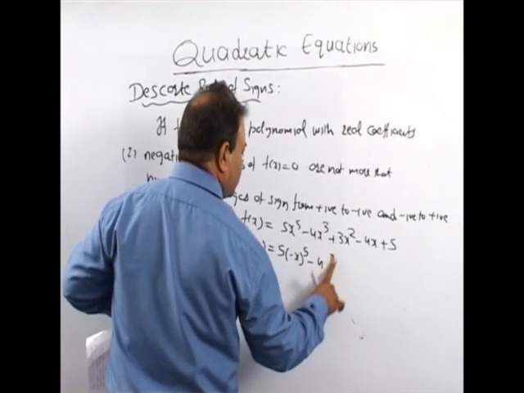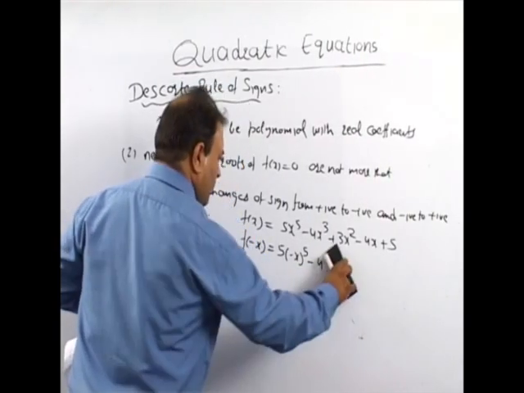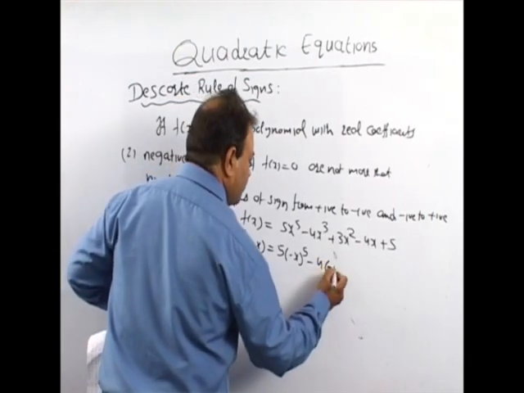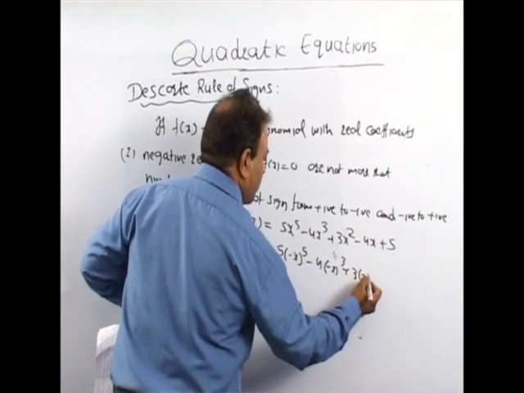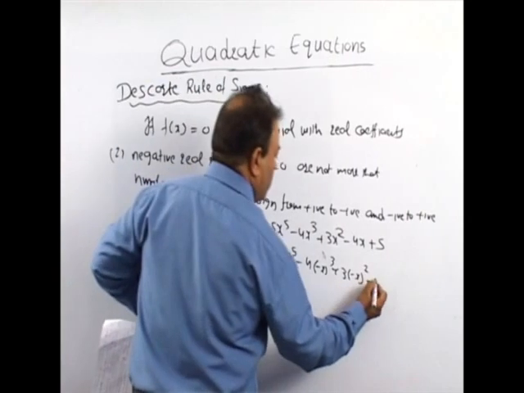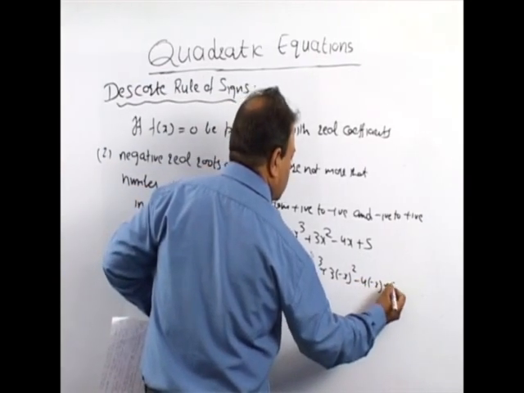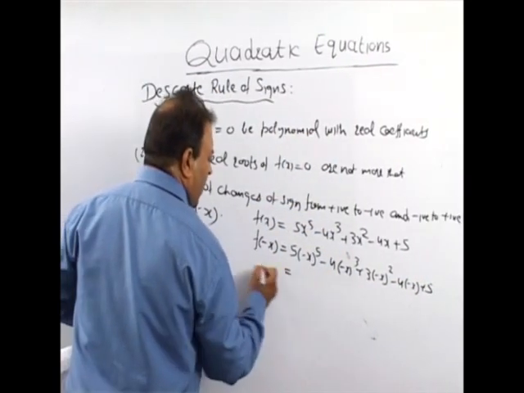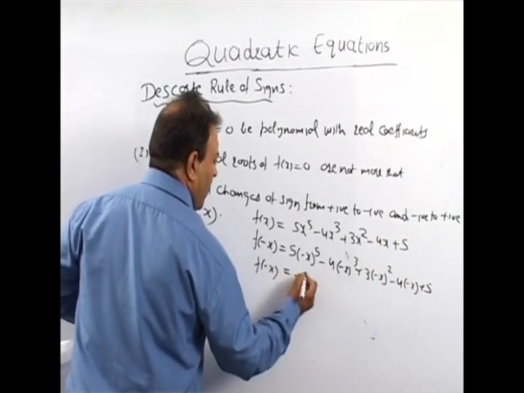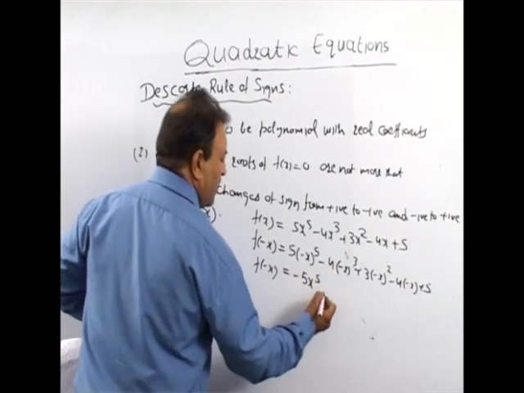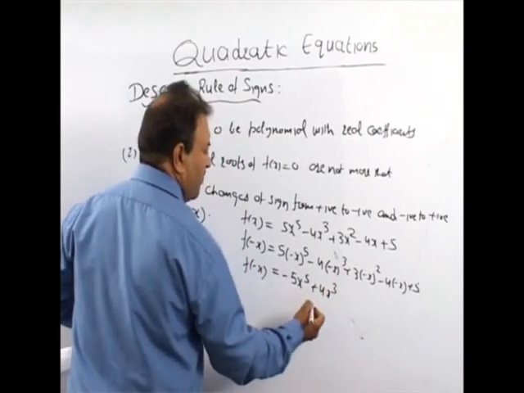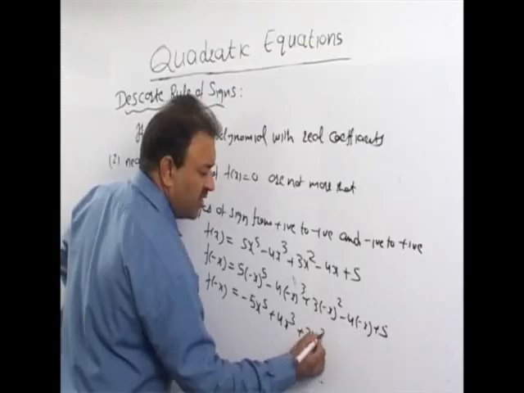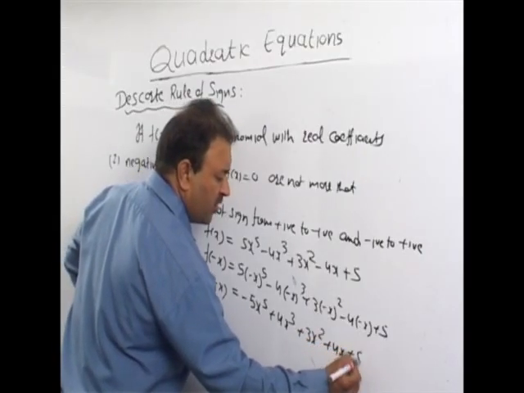I'll write down, it is minus x the cube plus 3 minus x the whole square minus 4 into minus x plus 5. So we get f of minus x as minus 5x to the power 5 plus 4x to the power 3 plus 3x square plus 4x plus 5.